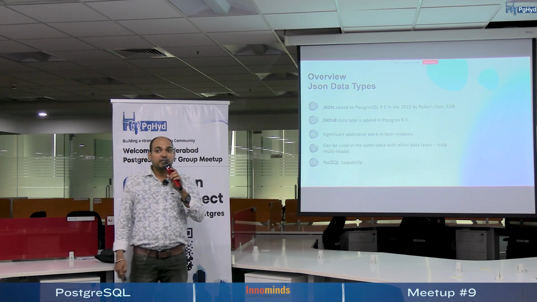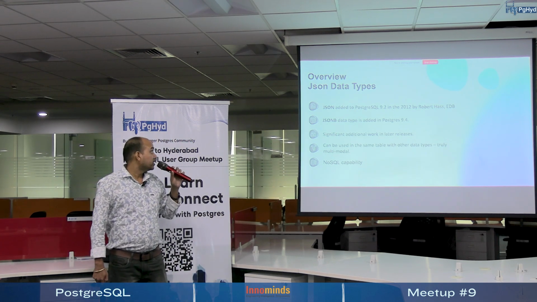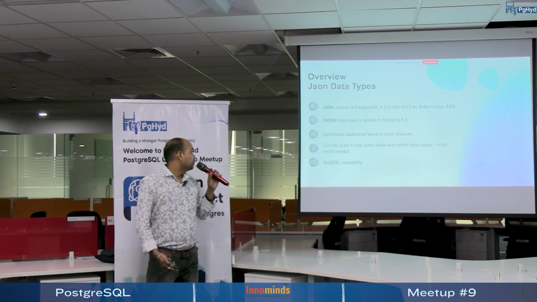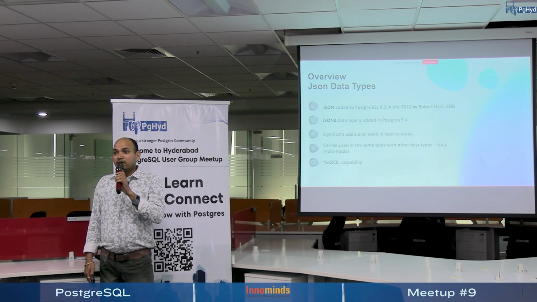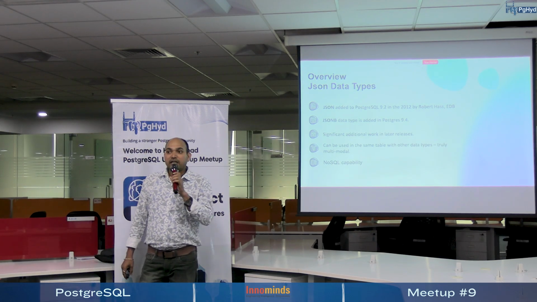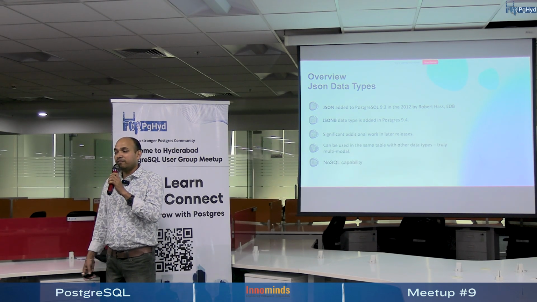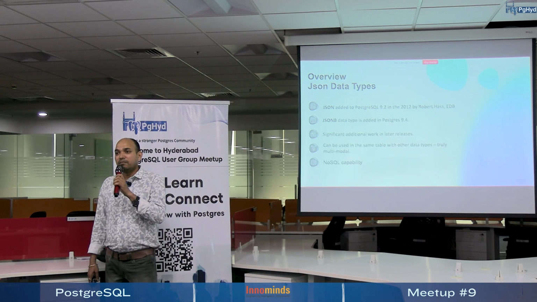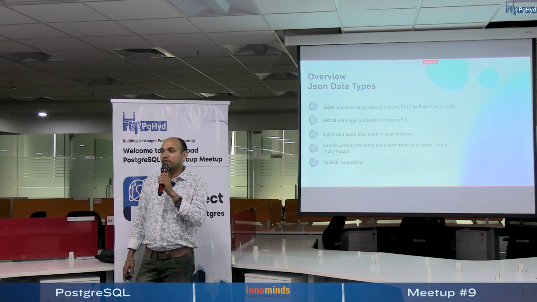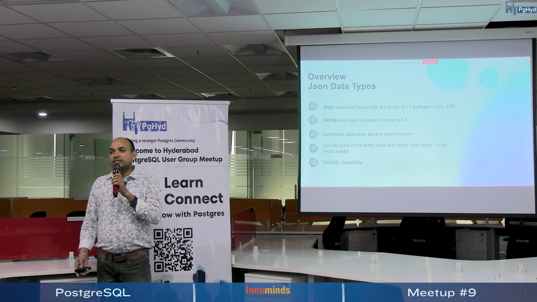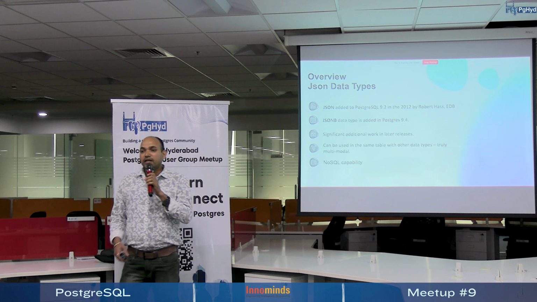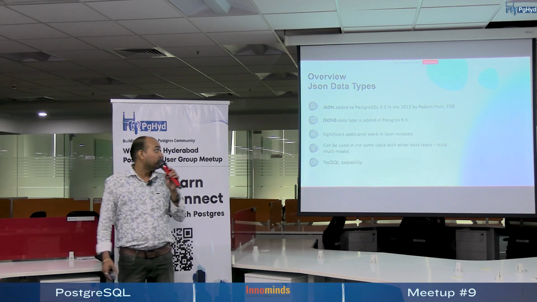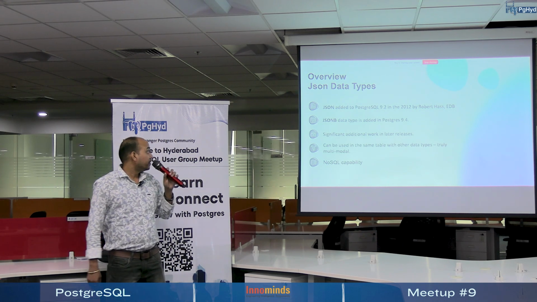Now, when did Postgres get JSON? JSON was added to Postgres in 9.2, and later JSONB was added in 9.4. Both JSON and JSONB data types are still available, and they have some differences. We will talk through them in more detail in the next slides, but just as an overview, both JSON and JSONB accept the same type of input. The only difference is how the data is stored underneath in the database.